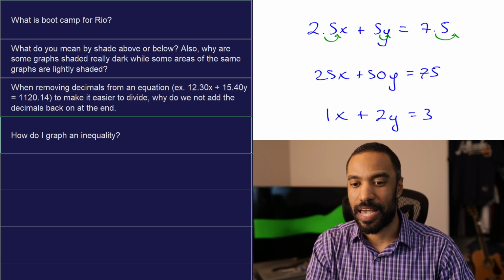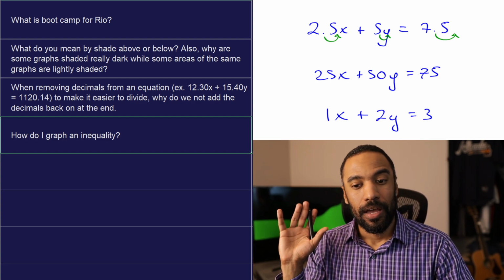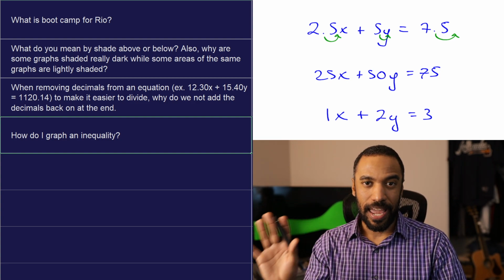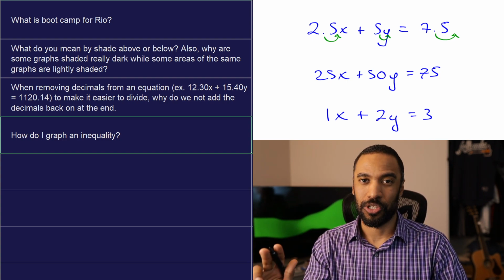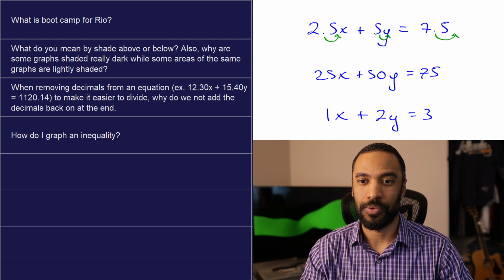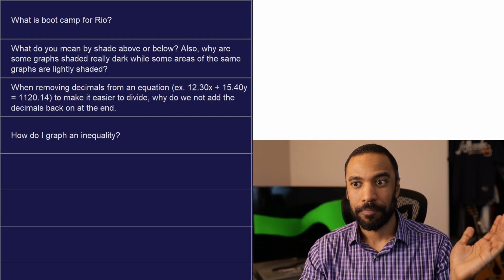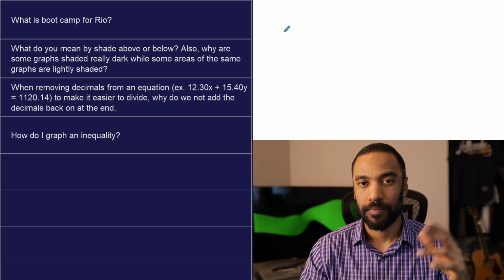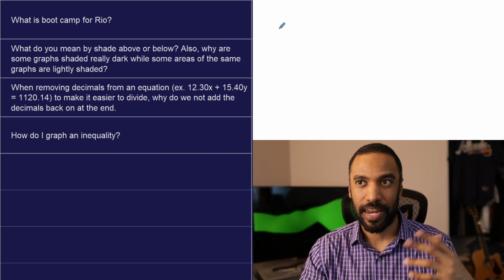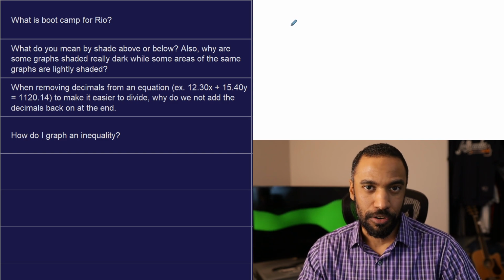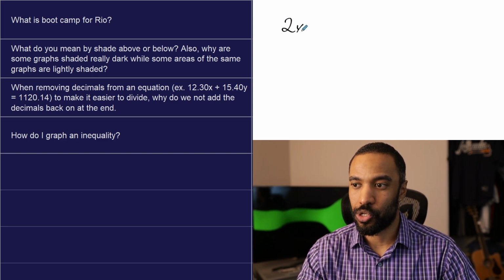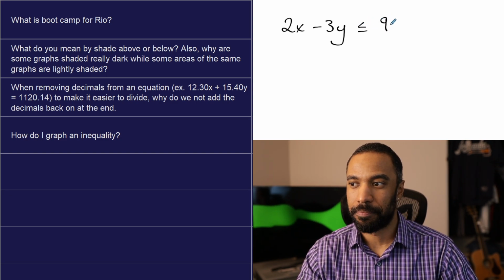All right, and the last one is how do I graph an inequality? I'll state that I did answer this already a bunch of times, but you know what I did not do yet? No one asked it, but I'll go ahead and do this: not how do I graph it, but how do I get it in a graphable form? Let's say that you're in standard form. Let's say we have something that says 2x minus 3y is less than or equal to 9.